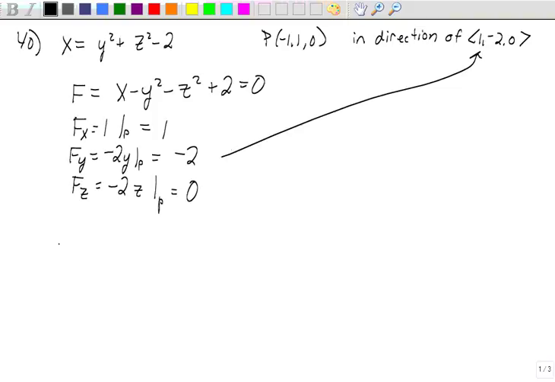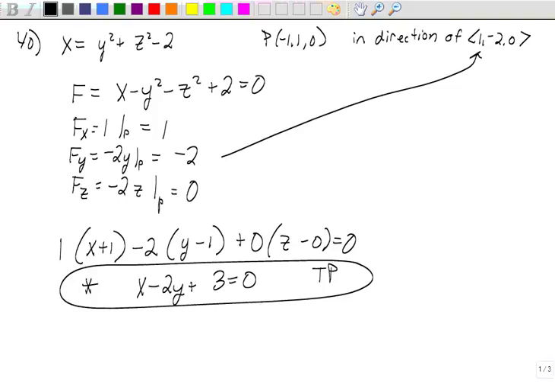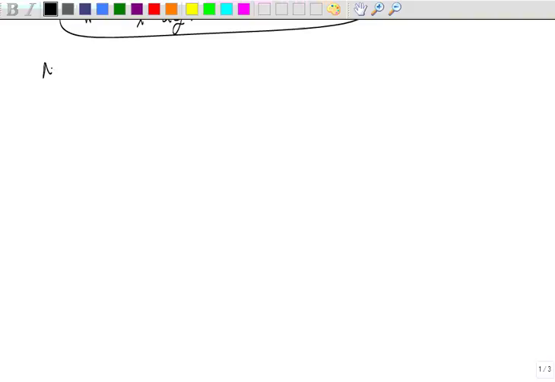So I have 1 times (x plus 1), minus 2 times (y minus 1), plus 0 times (z minus 0), equals 0. That's the equation of the tangent plane. So that's one thing. Then I want the equation of the normal line. Now the symmetric equations are this.